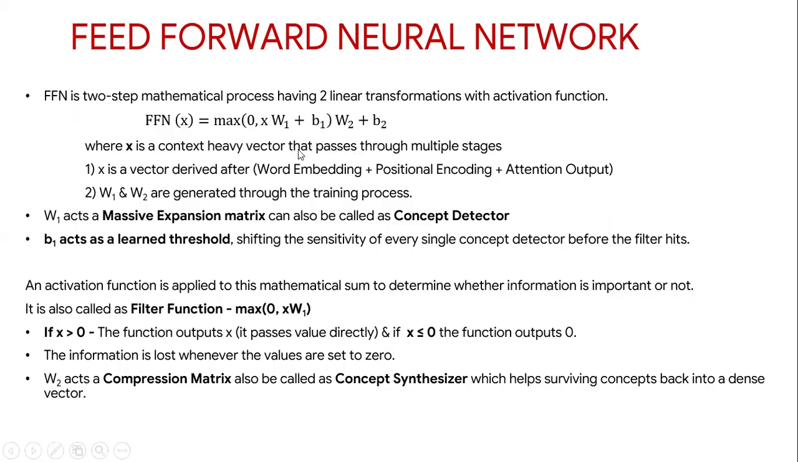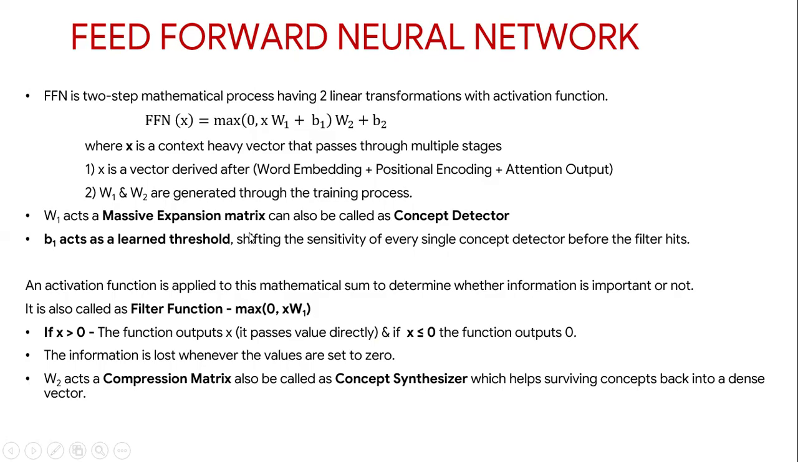the vector passes through multiple stages within the transformer. While the vector is passing through multiple stages, we need to preserve these three things: word embedding, positional encoding, and the attention output. These are not mathematical addition, but can be considered positionally added. W1 and W2 are the weights generated through the training process.